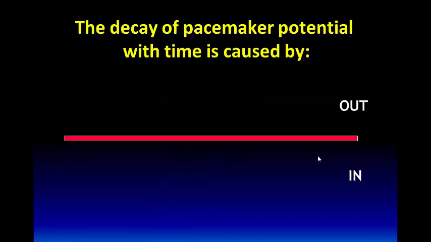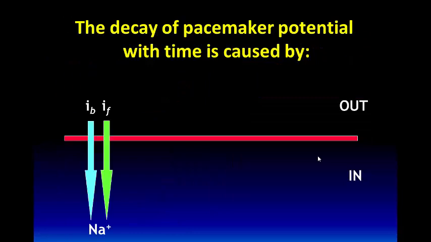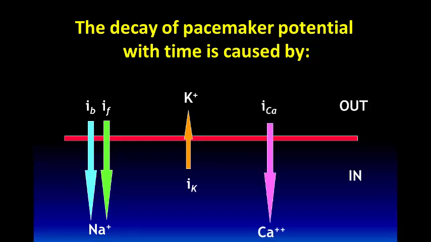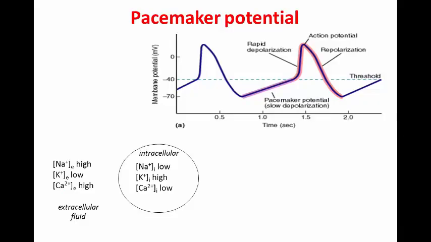So the decay of the pacemaker potential with time is caused by the IB and IF sodium currents. IF is a specific pacemaker current. Also the decreased permeability of the membrane to potassium, and in the latter part due to influx of calcium through T-type calcium channels. And now let's describe the pacemaker activity in more details.